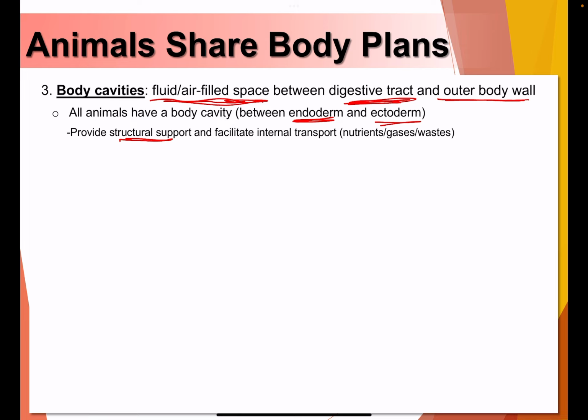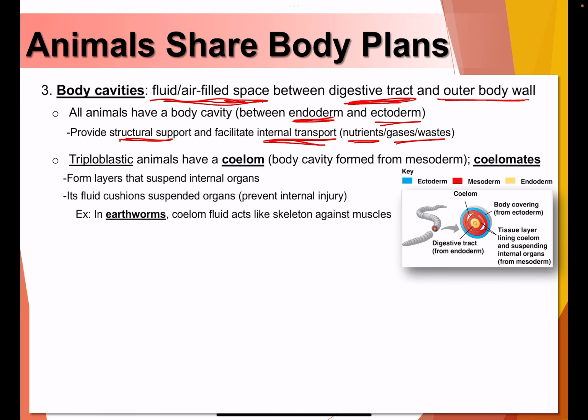They also facilitate internal transport, such as of nutrients, gases, and wastes. So this is like your vascular system, for example. That will be inside your body cavity, which allows, let's say, blood vessels to transport those nutrients and gases to your lungs, and then waste towards either your urinary system or the bottom of your digestive system.